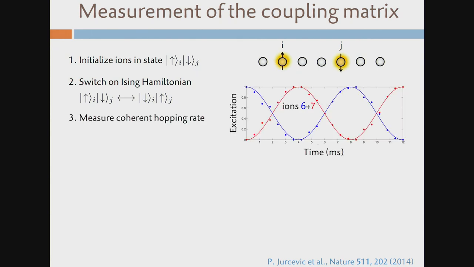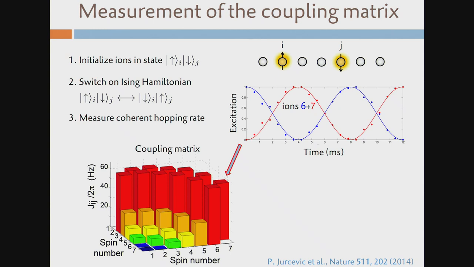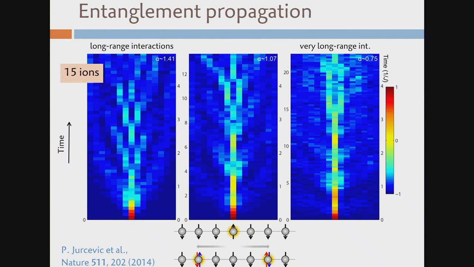Okay, so then how can I characterize my interaction? Well, I can prepare one ion in spin up and the other in spin down, switch on my interaction, which will flip spin up down to down up, because this is what the sigma x, sigma x interaction does. And then the strength of interaction is given by the flopping speed of these two states, or the Rabi frequency of these oscillations. And I can now plot this for every pair of ions and characterize the coupling matrix. And you see how it decays with distance. Like the nearest neighbors interact the most strongly, and then the further away you get, this power law decrease.